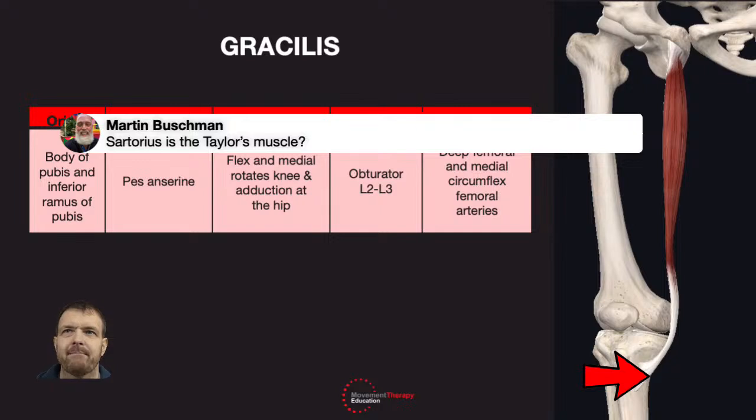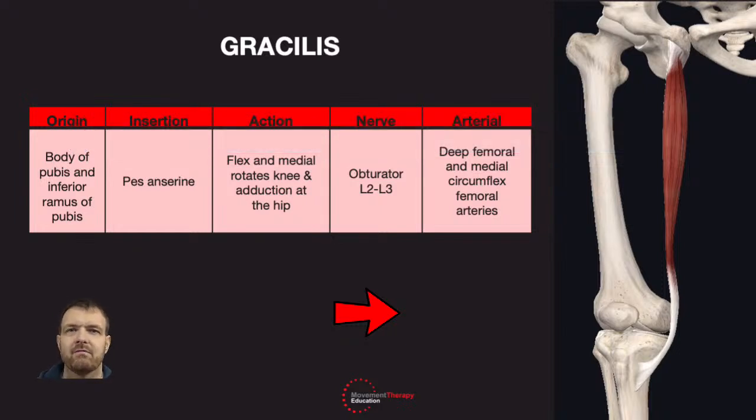Sartorius, the tailor's muscle, because of that cross-legged position. You'll see it's quite pronounced in footballers. Because of the action of kicking a ball or passing a ball, that is flexion and external rotation, and so they've got an overdeveloped sartorius as well.